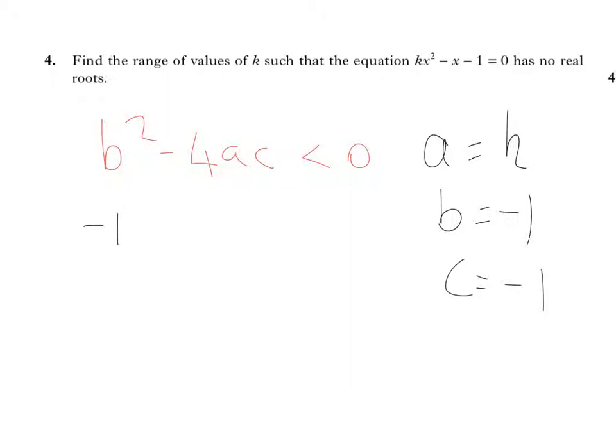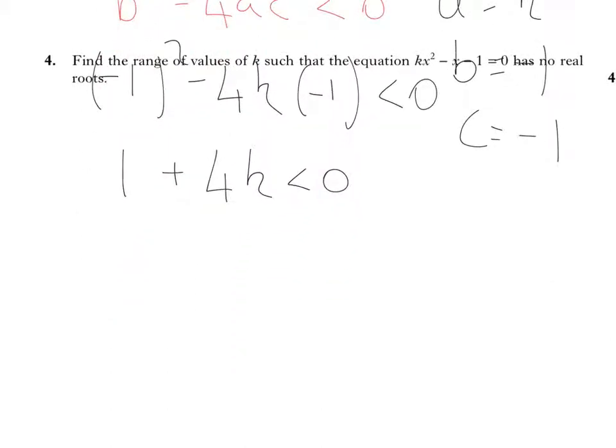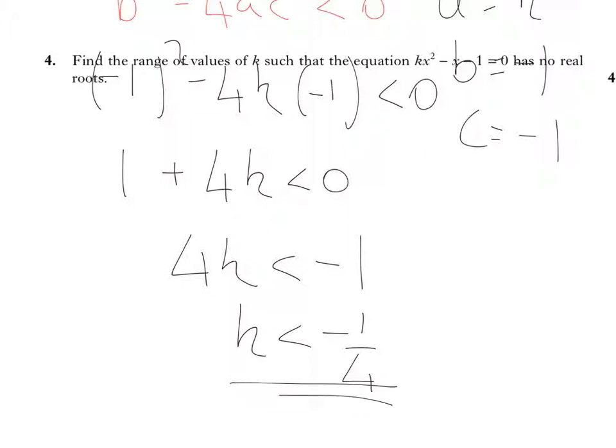So b squared minus 4ac, so it's minus 1 squared minus 4 times k times minus 1 should be less than 0. Minus 1 squared is 1. Minus 4k times minus 1 is plus 4k, and that's less than 0. So, taking the 1 across, 4k is less than minus 1, and k is less than minus 1 over 4. That's the final answer.